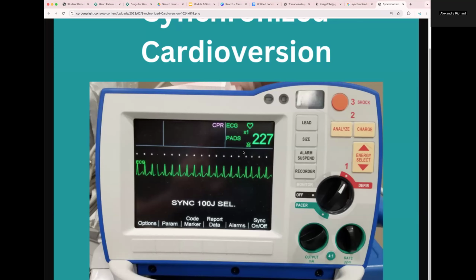Let me know, guys, if you see the white arrows. Oh my gosh, look at this patient's heart rate. Lord. What's the patient's heart rate? 227. Oh my gosh. Like, they must feel palpitations like crazy, right? Oh, I would not want to know what that feels like. That probably feels like their heart's going to pop out of their chest.